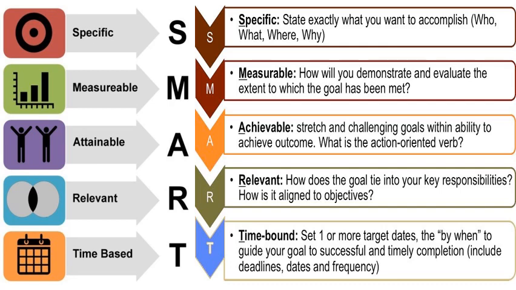Specific, it states exactly what you want to accomplish. Who, what, where, why. Measurable, how will you demonstrate and evaluate the extent to which the goals have been met? Achievable, this refers to stretched and challenging goals within ability to achieve outcome. What is the action-oriented verb? Relevant, how does the goal tie into your key responsibilities? How is it aligned to objectives?